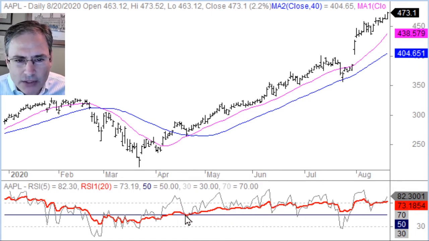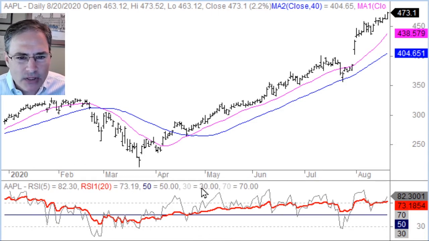The gray line is used more as an overbought, oversold oscillator, and it can give us some signs of short-term divergence. But I think it helps when you use these two together. All of a sudden, you start to see pretty good opportunities where you're getting pullbacks inside the trend.